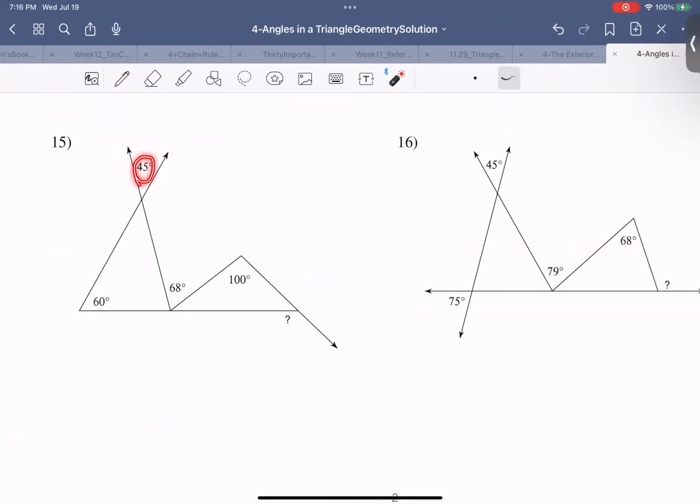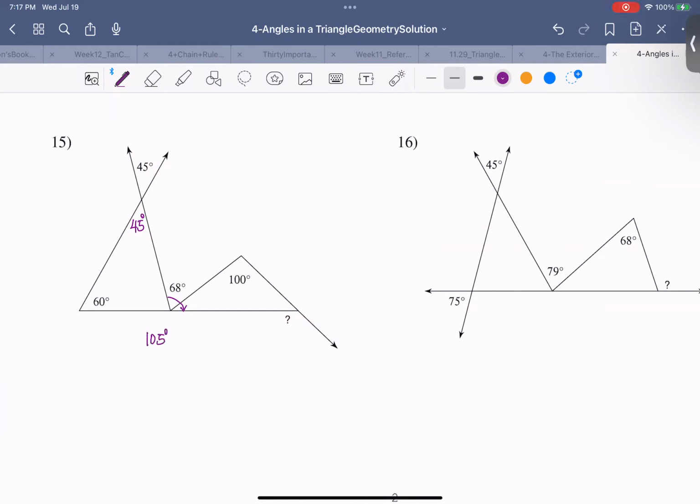This is 45. You want to go here. So 45, vertical angle down, so I'm going to put this angle here. 45, and then 45 plus 60 to get 105. So the exterior angle is 105 minus 68. Very good. 37. Excellent.